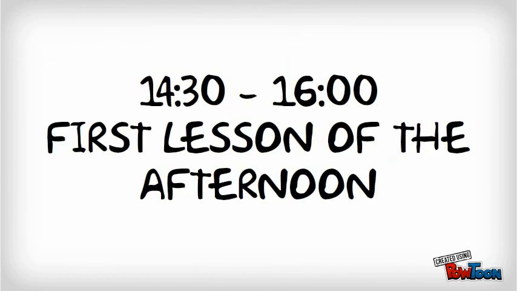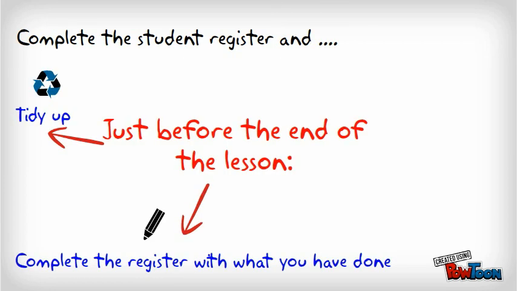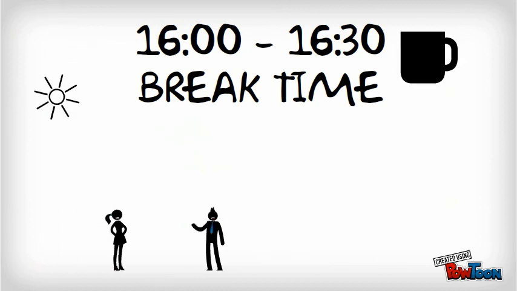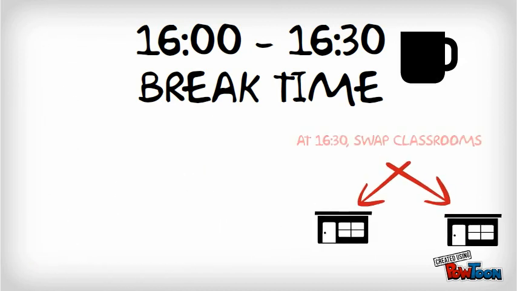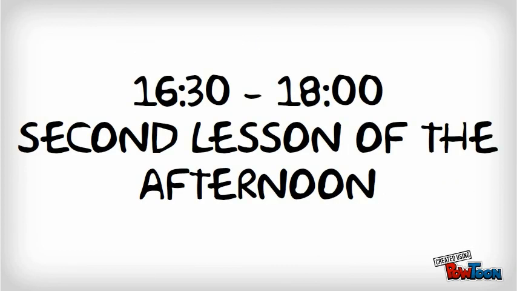Before you start, complete the student register to check for any absentees. Just before the end of the lesson, ask your students to tidy up while you fill in the box in the register with what you've just done, log out of your Gmail account, and turn your projector off. Grab a drink, chat with your partner, and get set up for your next class. Remember, you're now going to your teaching partner's classroom. The break is over, and your final lesson of the day begins.